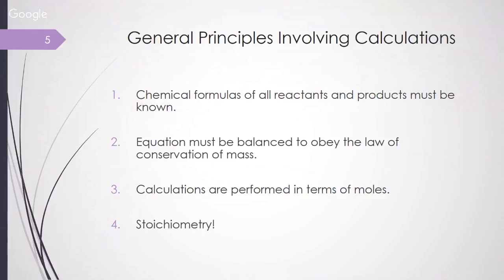So our general principles involving calculations are that we absolutely have to know our correct chemical formulas for all of our reactants and products. If we have an ionic compound, we have to make sure that we have the correct subscripts by balancing out the charges through the crisscross method. And if we're looking at a molecular compound, we have to write out the correct subscripts by looking at the prefixes in the name of our compound.